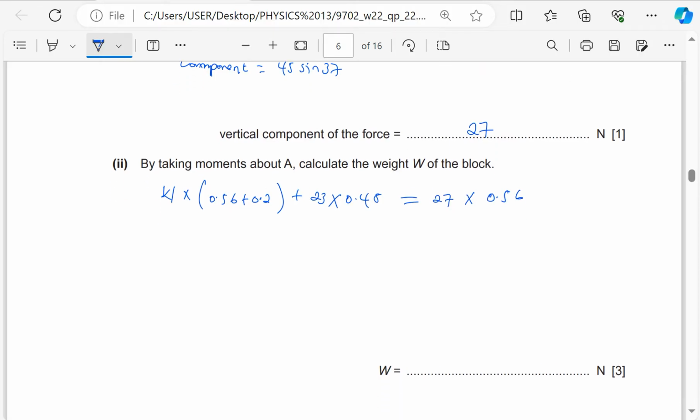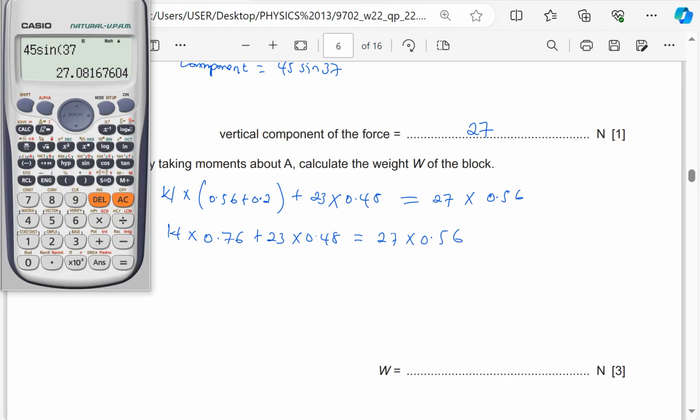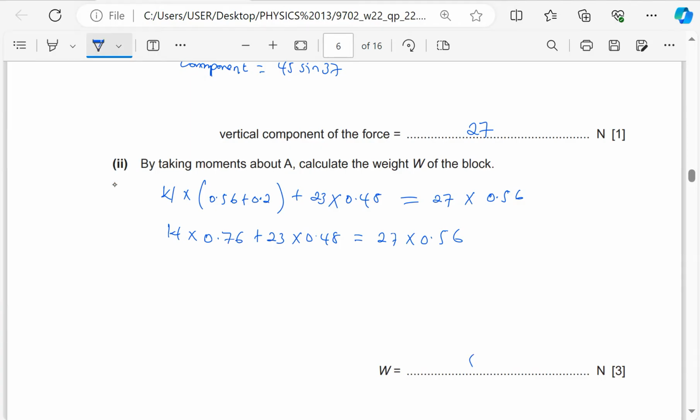Okay, so I have to simplify this. W times, I think this is 0.76, plus 23 times 0.48, is 27 times 0.56. I'll just press my calculator. 27 times 0.56, I'll subtract 23 times 0.48, then I'll divide by 0.76. So this is giving me 5.37 or 5.8. I mean 5.4.